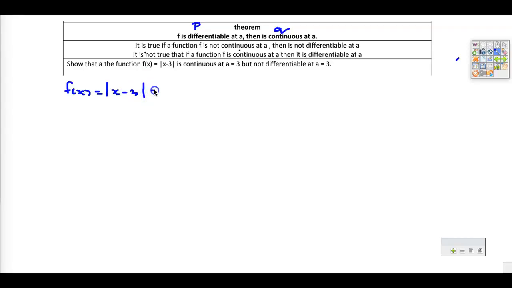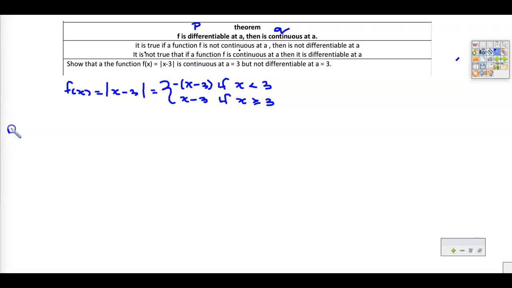And be careful from the last time, because remember I had that error because of the reflection. So you just have to be mindful of that. That this is going to be a minus x minus 3 if x is less than 3. And this one is going to be x minus 3 if x is greater than or equal to 3.